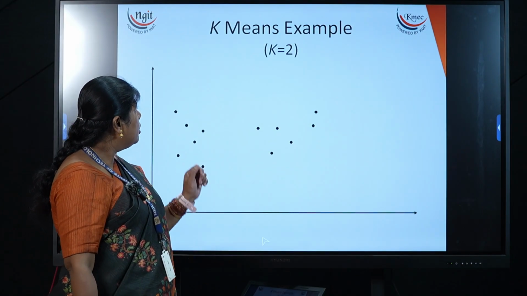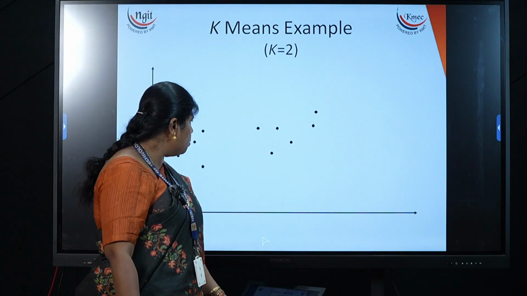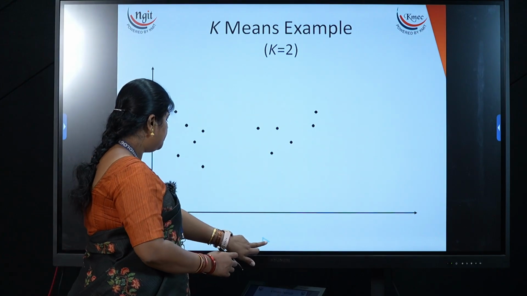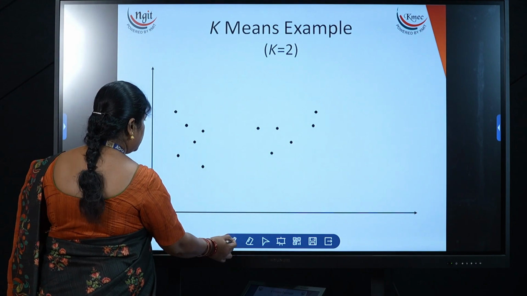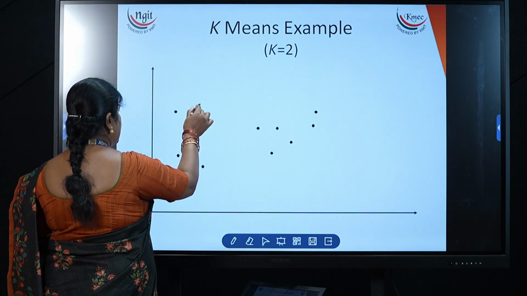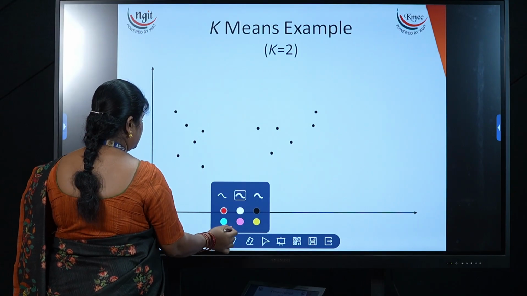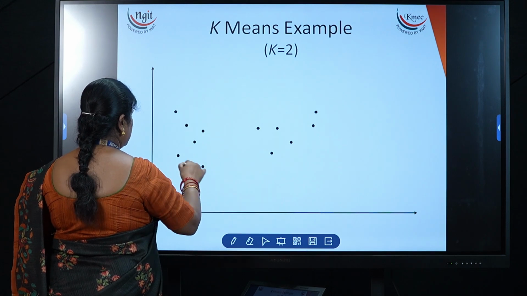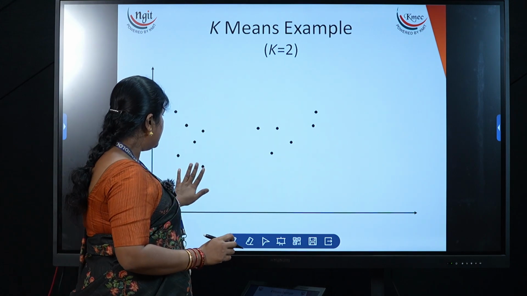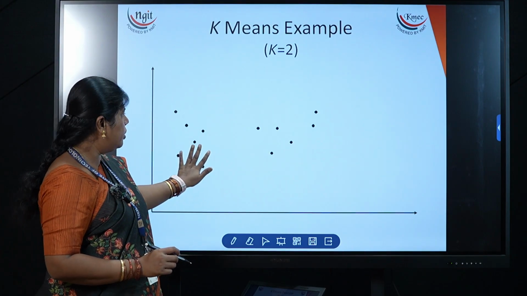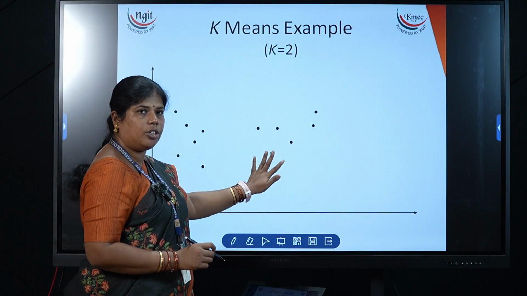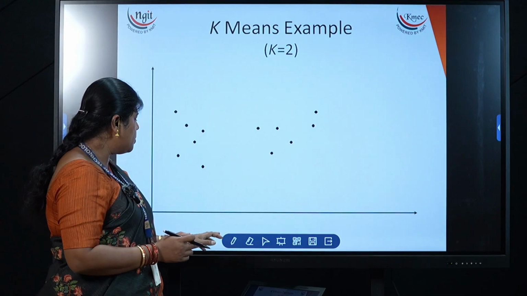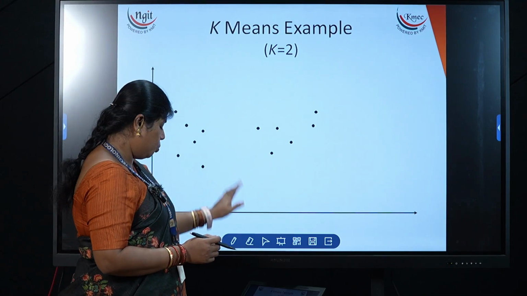Now here you can see that k is equal to 2. You can see there is one group of documents and this is another group of documents. So k is 2.